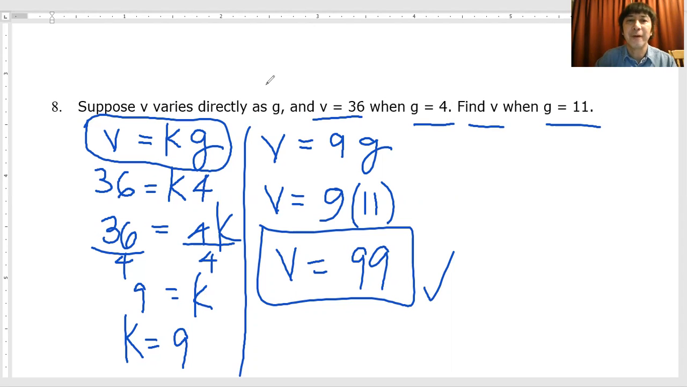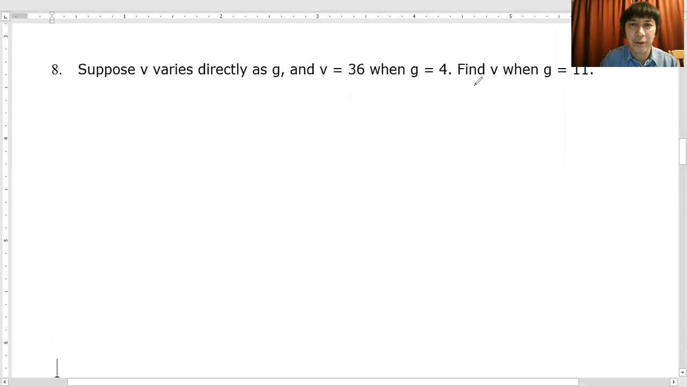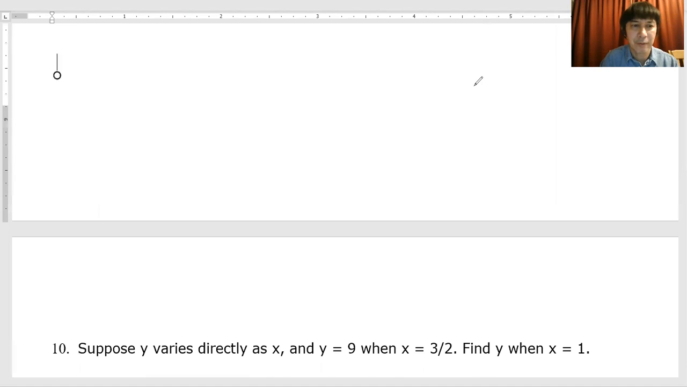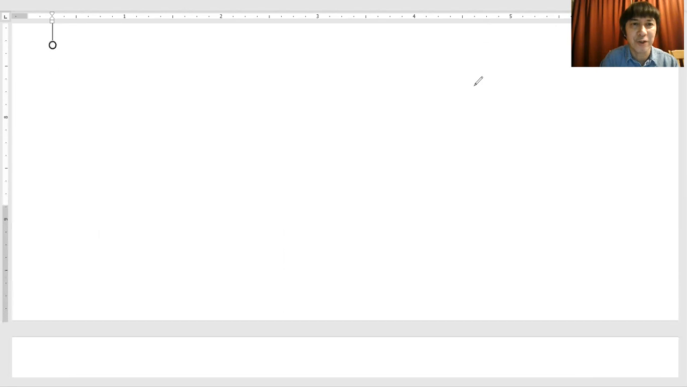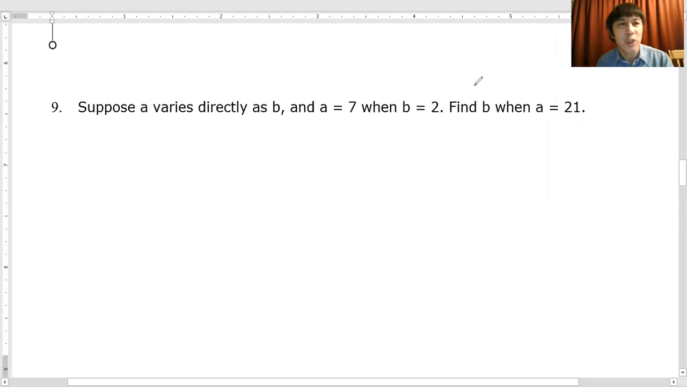So let's continue with number 9. Let me clear the screen. Let's continue with the next number. Here is number 9. Let me adjust that. I think I overscrolled. All right, number 9. Suppose A varies directly as B and A equals 7 when B equals 2. Find B when A is 21.